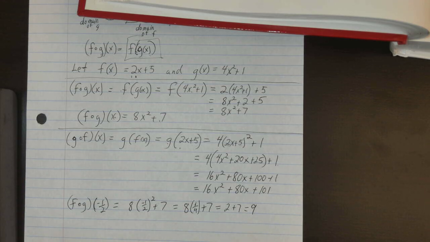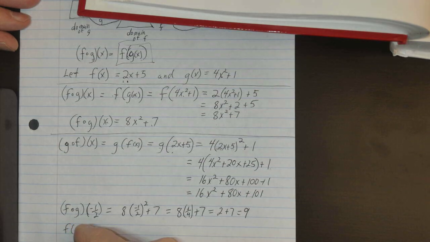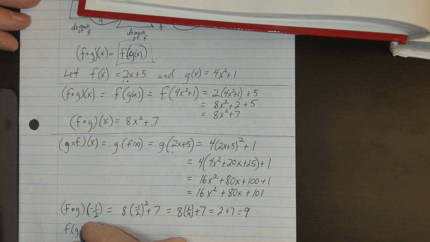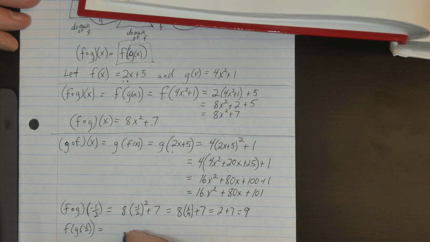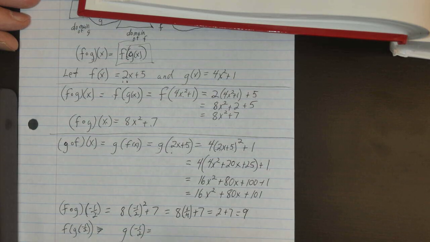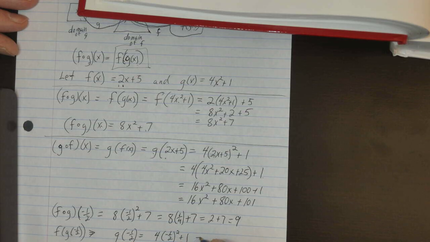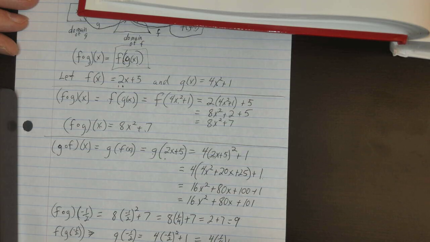Okay. Now, I would offer this to you, too, that f of g of negative 1/2. Now, g of negative 1/2 is 4 times negative 1/2 squared plus 1, which is 1/4. So 4 times 1/4 plus 1, that's 4 times 1/4 is 1, plus 1 is 2.